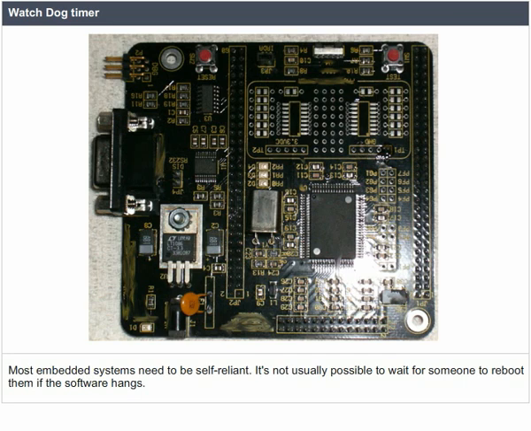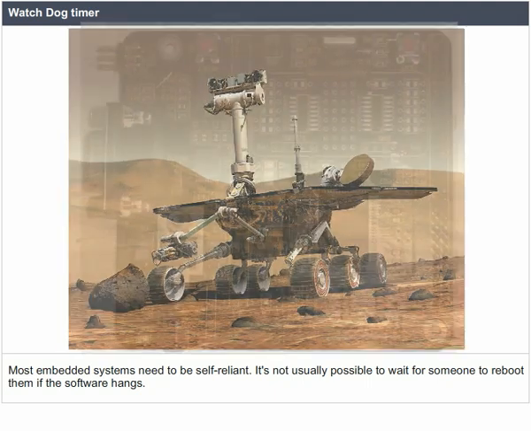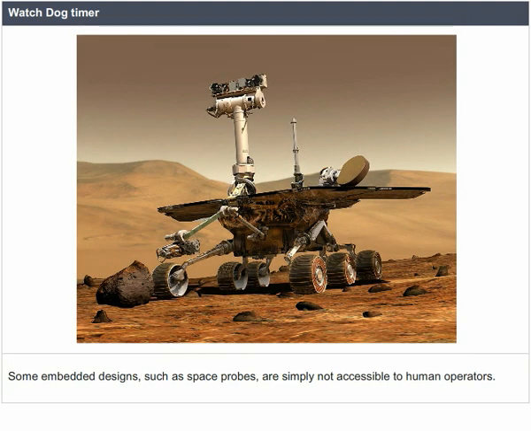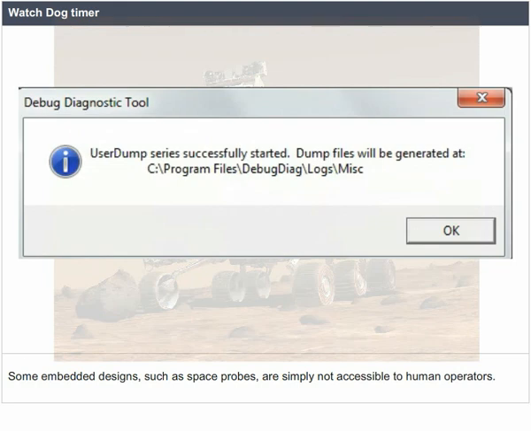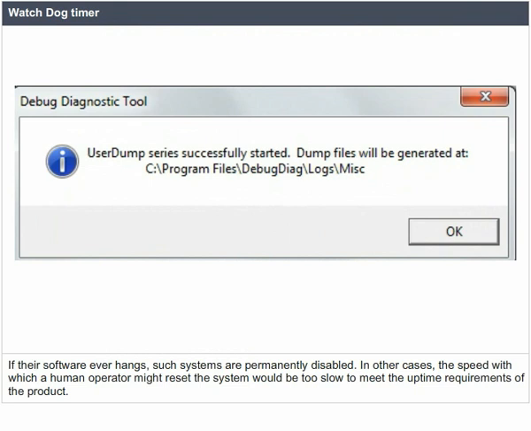Most embedded systems need to be self-reliant. It is not usually possible to wait for someone to reboot them if the software hangs. Some embedded designs, such as space probes, are simply not accessible to human operators. If their software ever hangs, such systems are permanently disabled. In other cases, the speed with which a human operator might reset the system would be too slow to meet the uptime requirements of the product.